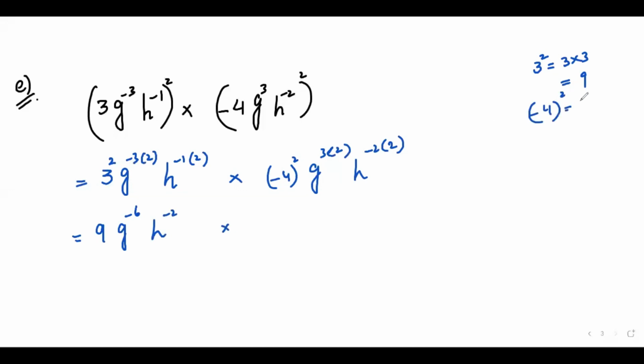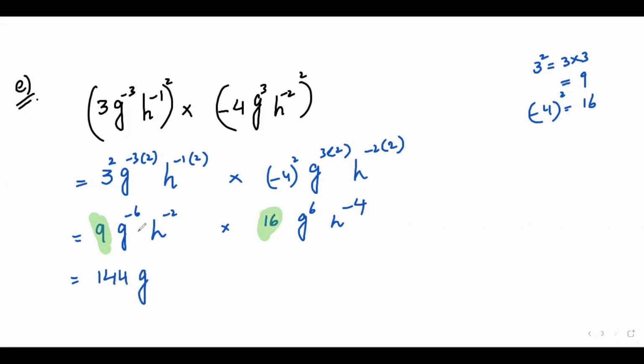Square of the negative value will be positive or negative? Yes, girls, it will be positive. And g power 3 twos are 6 and h power minus 4. As the coefficients are multiplying, can you see the coefficients over here? What are the coefficients? 9 and 16. 16 nines are 144.